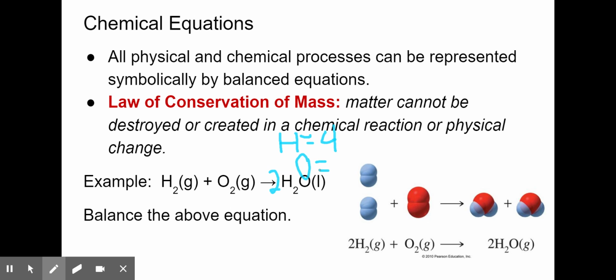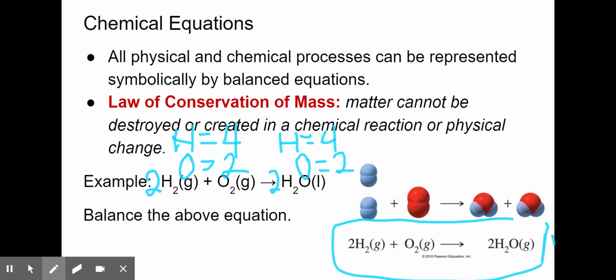And that'll give me 2 O's. If I have 4 H's on the right side, I need to get 4 there by putting a 2 there. And I end up with 4 H's and 2 O's. When that score, remember that score is tied, this thing is balanced. You can see it here. Okay, so we have our balanced equation.